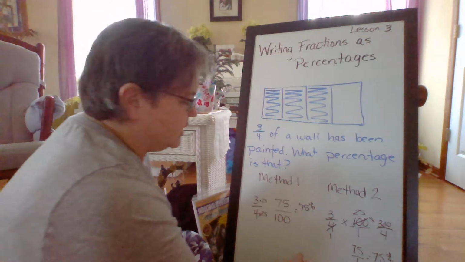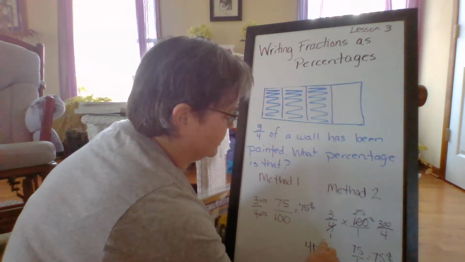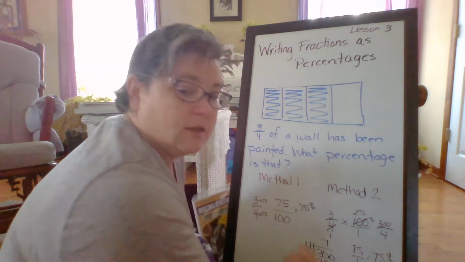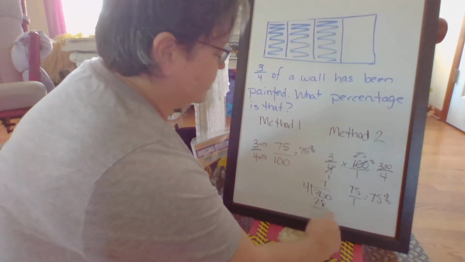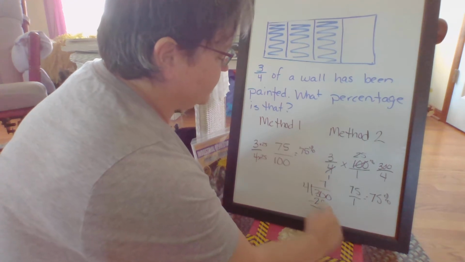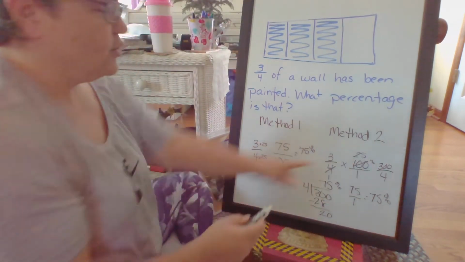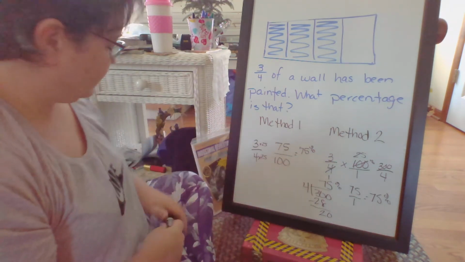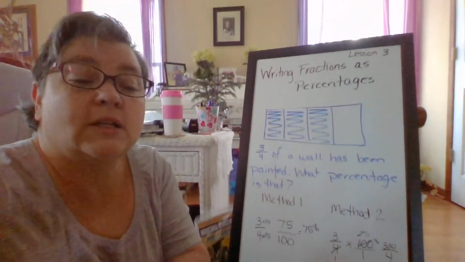And yes, 4 into 300 would have been 75%. Here we go. You see that? I'm subtracting, I'm getting 2, I'm bringing down the 0, 4 into 20 is 5. Just so you know, either way you do that, you're going to get 75%. Okay? So let's do some others.